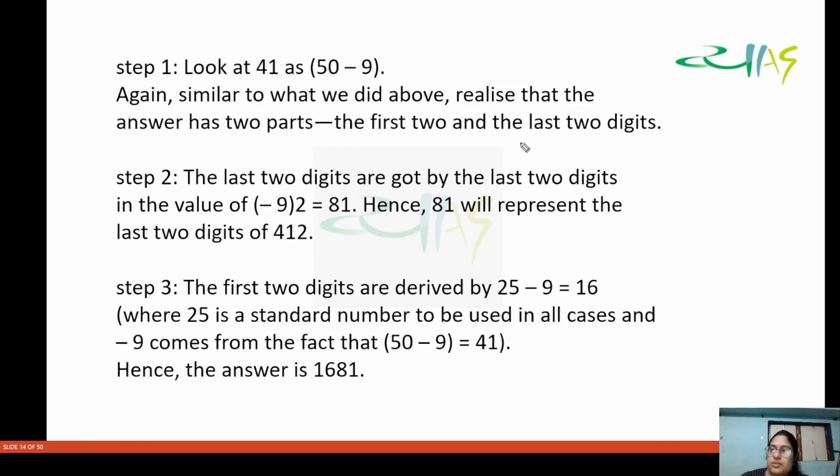Let's just check for 48. So what we are going to do here, our method is what? 50 minus 2 will be 48. Okay, let's just do 2 square. 2 square is 4, but we need the last two digits, so we will write 04. Okay, now what we have to do, just subtract 25 minus 2. So this will be what? 23. So your square will be 2304.